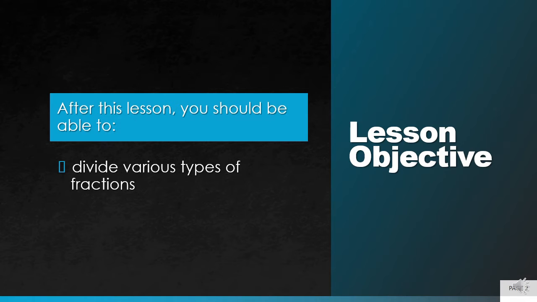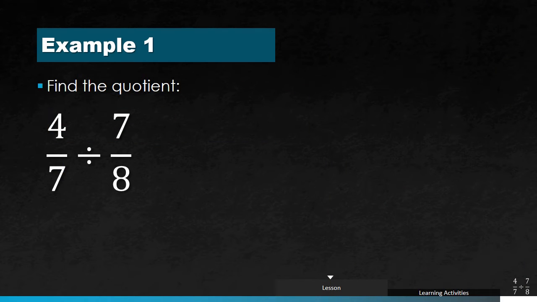So after this lesson, you should be able to divide various types of fractions. For example number 1, we have 4 over 7 divided by 1 over 8. To solve this, we first need to get the reciprocal of this second fraction.